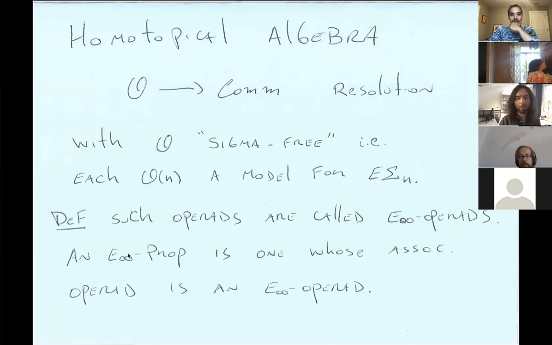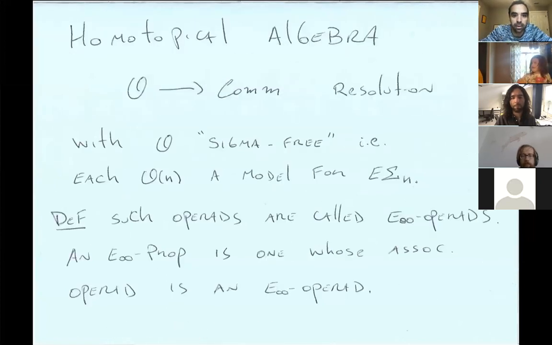Now, terminology that is due to Berger and Fresse, or rather Boardman and Vogt, is the notion of an E infinity prop, and it's simply defined as a prop in which, when we restrict the number of inputs to 1, so we consider the associated operad, we have an E infinity operad as just defined. So this is the notion that we're going to be considering in this talk. Is this an E infinity prop? And what we're going to see is how to construct one such.